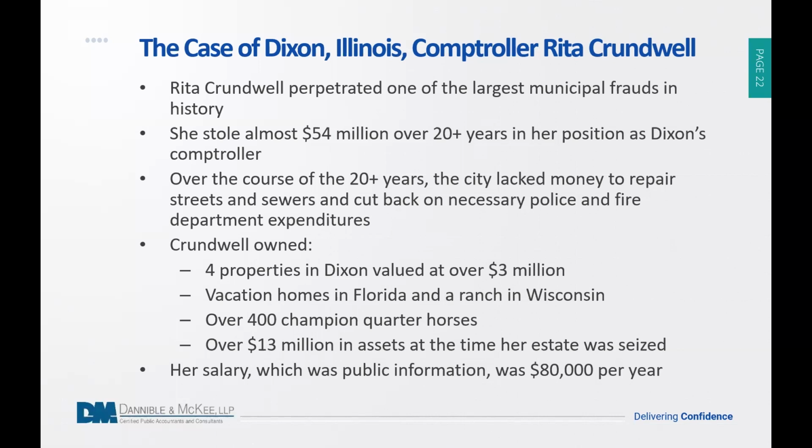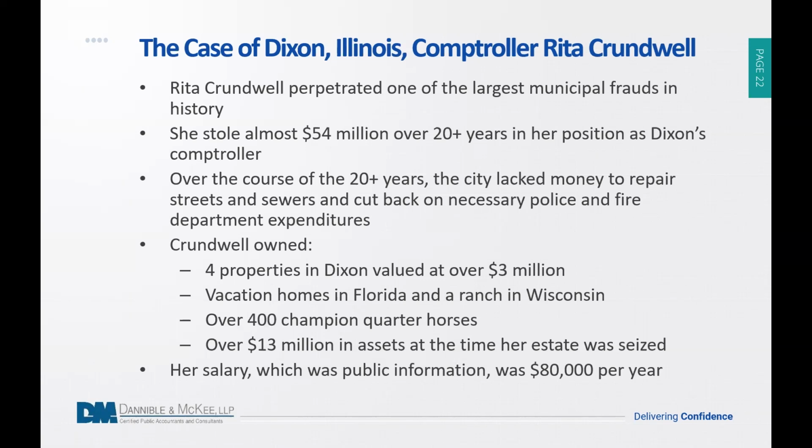They cut back on necessary police and fire department expenditures. They were constantly having a budget crisis every year and cutting back funds in several other departments that were key to the city and its citizens. At the same time, Crunwell had 4 properties in Dixon valued at over $3 million.